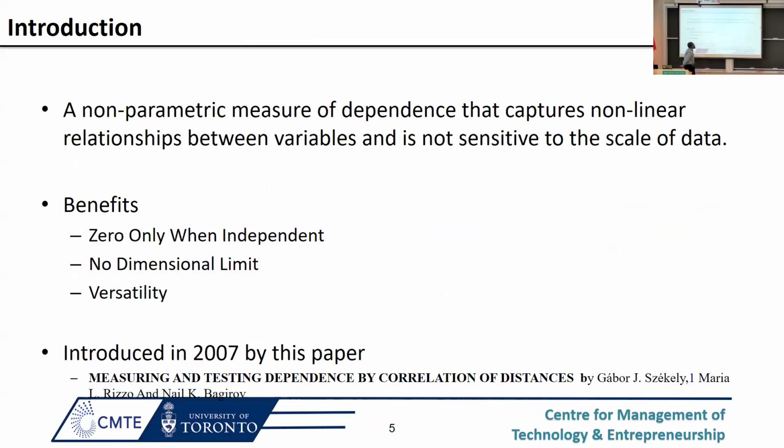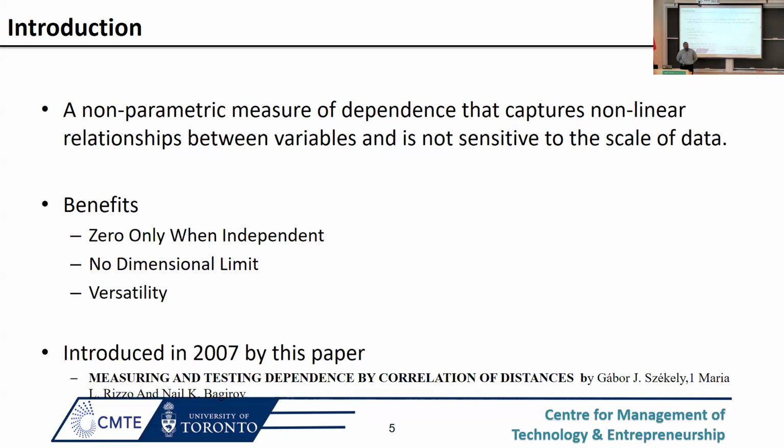Now I would like to discuss what distance correlation is. It's a non-parametric measure of dependence that captures nonlinear relationships between variables and is not sensitive to the scale of data. This particular coefficient was introduced in 2007 by Székely. Sorry if I'm butchering the name. I would just want to highlight some of its benefits.